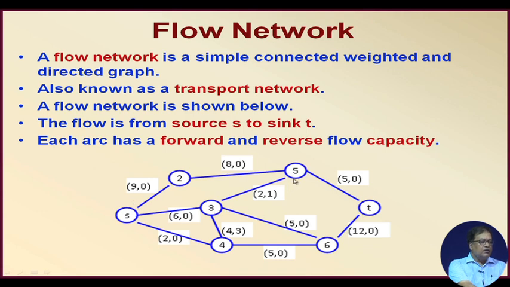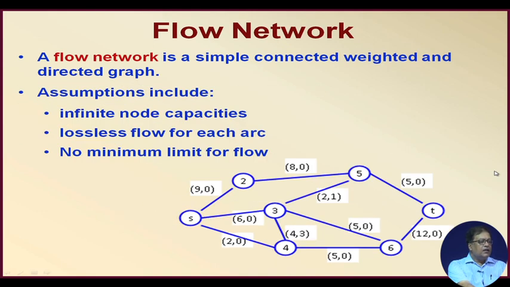For example, look at 3 to 5. Here the forward flow capacity is 2, but there is a backward flow capacity also, which is 1, right. Now, these are called transport networks, and the flow is from the source S to the sink T, and each arc has a forward and a reverse flow capacity. Previous day we have also discussed three broad assumptions, and obviously there is a fourth assumption also, that there could be multiple sources and multiple sinks.